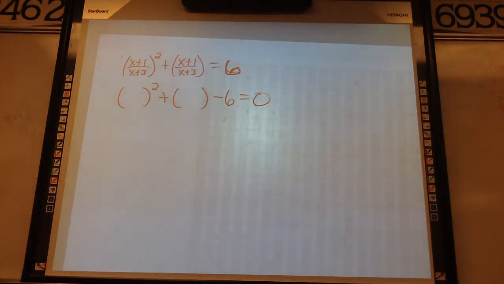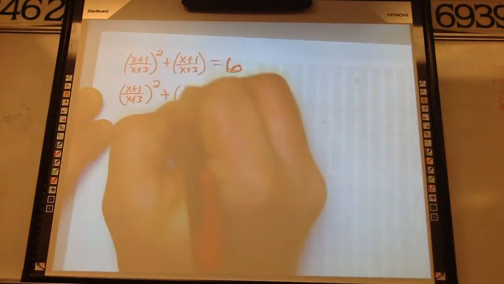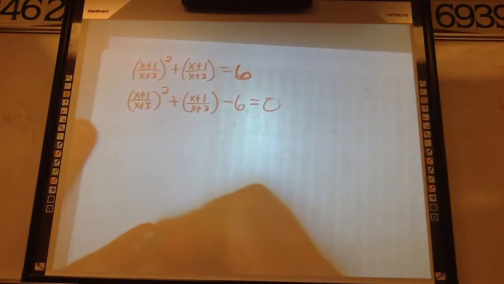Does that look easily factorable? Don't let all the stuff in the parentheses confuse you. Here, watch. This is going to blow your mind. Ready?